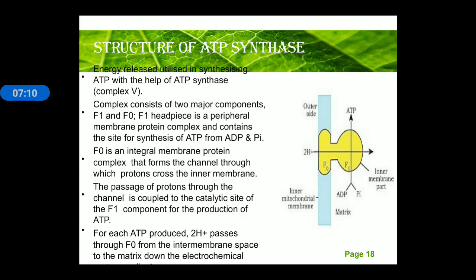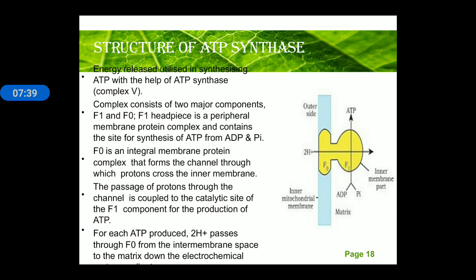Next, this is the fifth complex, named the ATP synthase complex. ATP synthase complex contains two major portions, F naught and F1 particle, and in the F naught area protons enter through F naught and exit from the F1 particle into the matrix area. So this ATP synthase complex is present in the inner mitochondrial membrane. So energy released is utilized in synthesizing ATP with the help of ATP synthase complex.